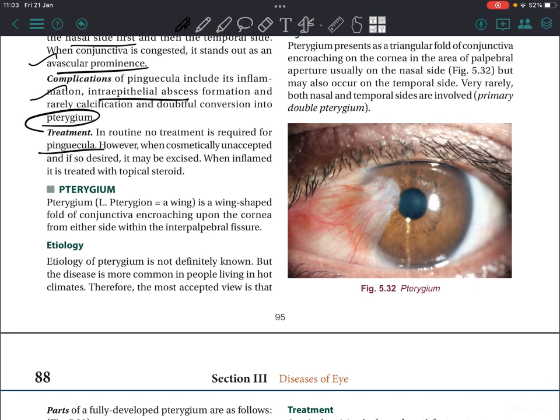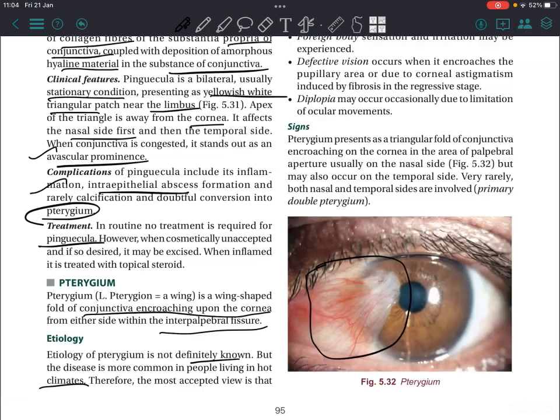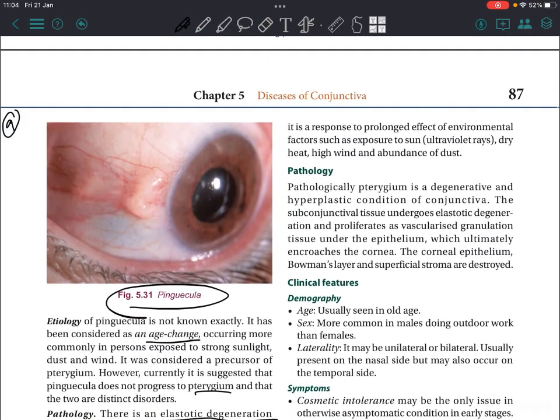Pterygium. Pterygium is a wing-shaped fold of conjunctiva encroaching upon the cornea from either side of the interpalpebral fissure. Etiology. Etiology of pterygium is not definitely known, more common in people living in hot climates. Therefore, the most acceptable view is that it is caused by prolonged effect of environmental factors such as sun, ultraviolet, dry heat, high wind, abundance of dust.